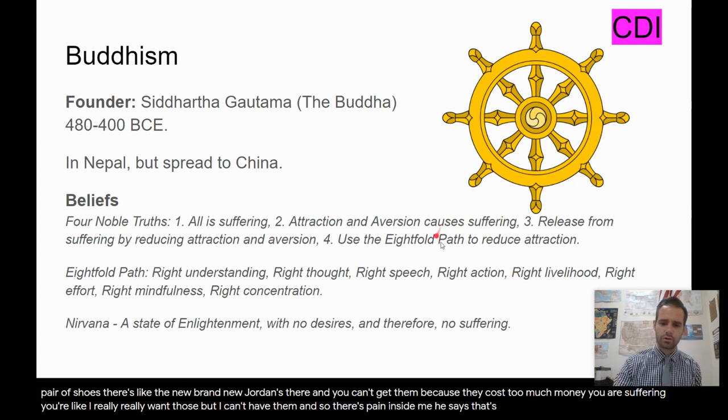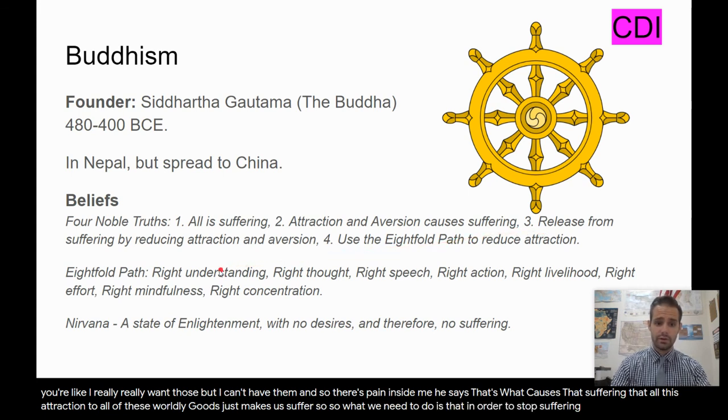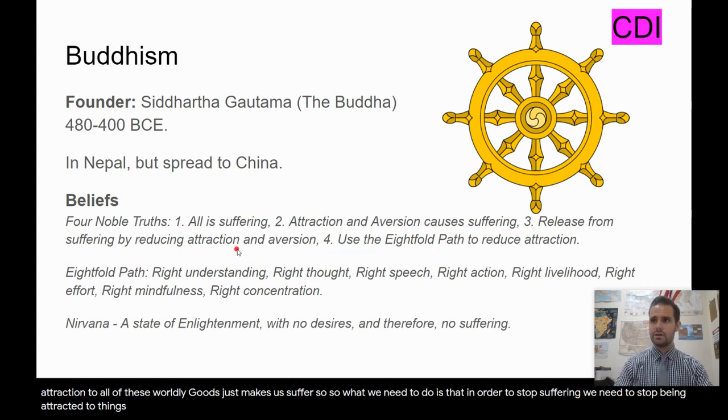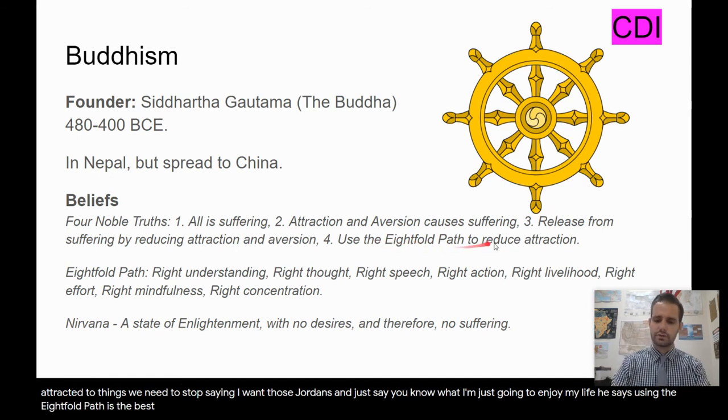He says that's what causes that suffering, that all of this attraction to all of these worldly goods just makes us suffer. So in order to stop suffering, we need to stop being attracted to things. We need to stop saying, I want those Jordans, and just say, you know what? I'm just going to enjoy my life. He says using the Eightfold Path is the best way to reduce attraction.